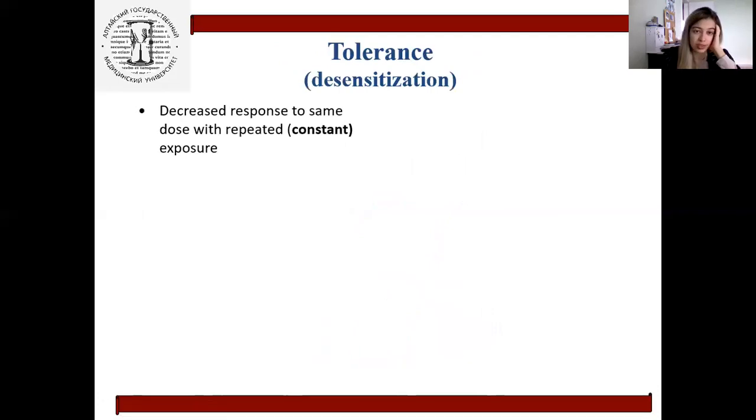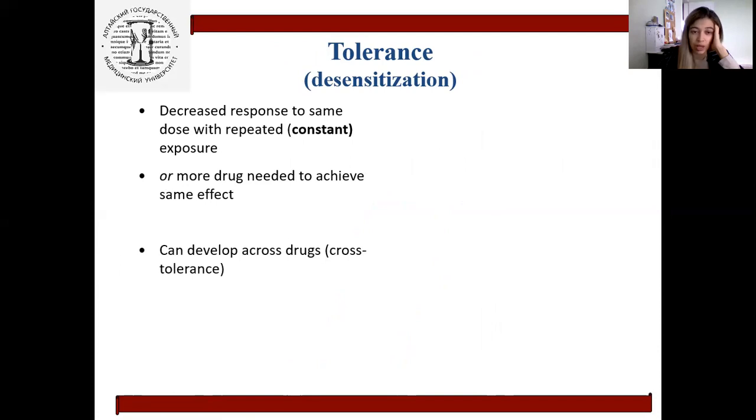Let's talk about tolerance, desensitization. This is decreased response to the same dose with repeated exposure, or maybe more drug is needed to achieve the same effect. How does it happen? For example, today I take 1 tablet of phenobarbital, and tomorrow I take 1 tablet and I sleep well because of that, because this is a sleeping pill, yes? And I sleep well, but after 2 weeks of taking phenobarbital every day, I feel that it doesn't work anymore, and I need to increase the dose to achieve the same effect. So my body doesn't feel this dose of the drug anymore. I need to increase it. So this means that I have tolerance to phenobarbital.